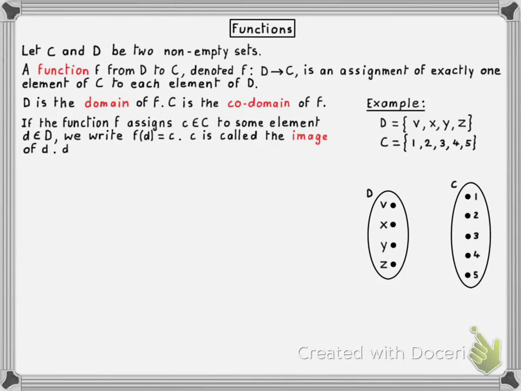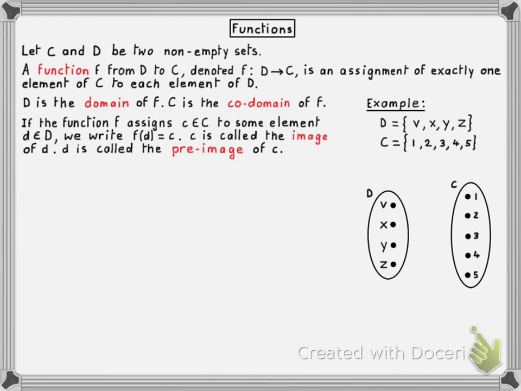So let's assume that a particular element C in the codomain is assigned to some element D in the domain. The notation for this will be to say that f of D is equal to C. Again, the function goes from the domain to the codomain. And in this case, C is called the image of D, and D is called the pre-image of C.